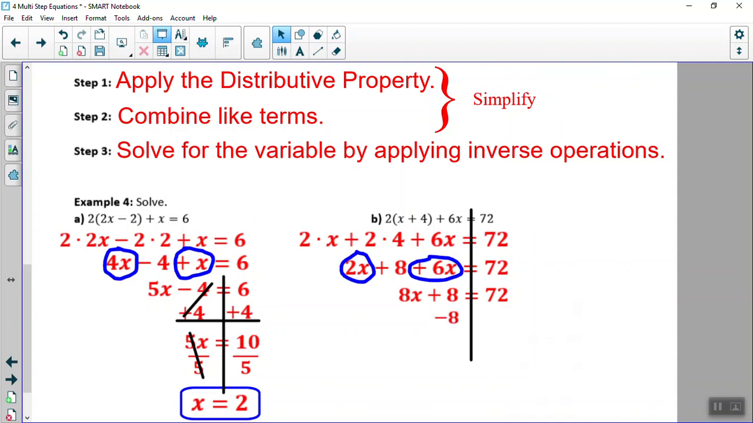I can subtract 8 from this side. And then I can subtract 8 from this side. And when I do that, these 8's cancel out. I can draw my little line. And now I'm left with 8x equals 64. My last step is to divide both sides by 8. And when I do that, I'm left with x equals 8 as my final answer.